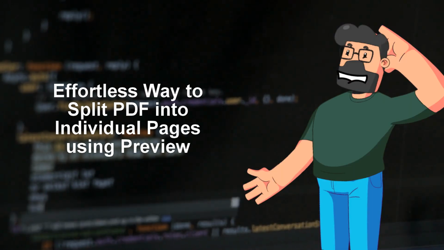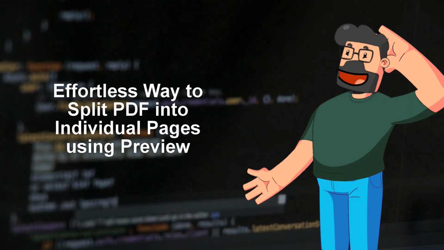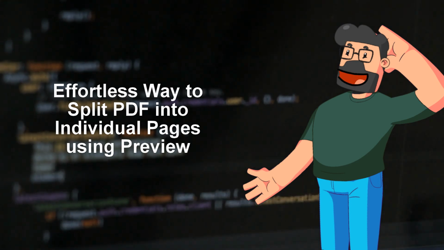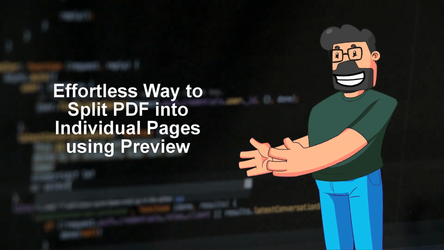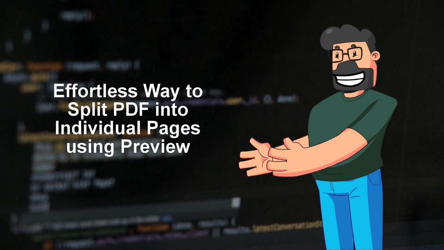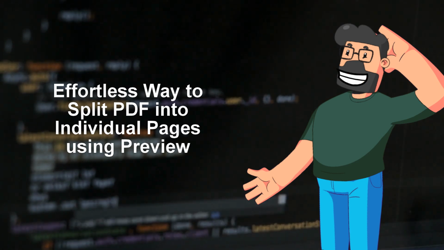Have you ever had the problem of needing to split a large PDF file into individual pages but couldn't remember how to do it efficiently? Well, you're not alone. Sometimes we've done something in the past but can't seem to recall the exact steps. That's the problem we're going to solve today.